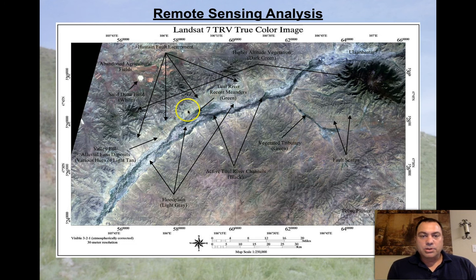Clear shoulder scarp truncations and flatirons located down over here. Very thick alluvial fill located in here, and we can clearly see several fault scarps located through here, as well as a vegetated tributary that comes into the Tuul River, which is probably due to extensional faulting to the south of Bogd Khaan. So just right in the visible spectrum, we can see classic examples of active faulting in the area.